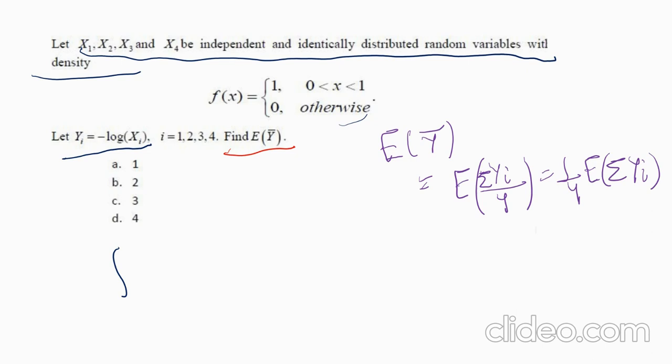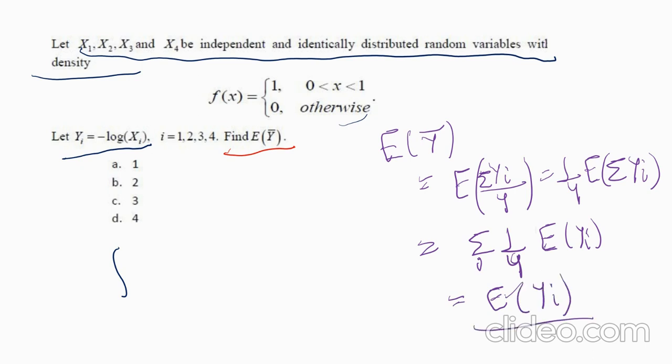Now for each yi, because y1 is minus log x1 and each of the xi follow the same distribution, each of the yi will also follow the same distribution. When these have the same distribution, the mean will also be the same, because same distribution, same parameters. So from the summation, 1 upon 4 times the expectation of yi comes out, and this will be 4 times, so it will simply be equal to the expectation of y.